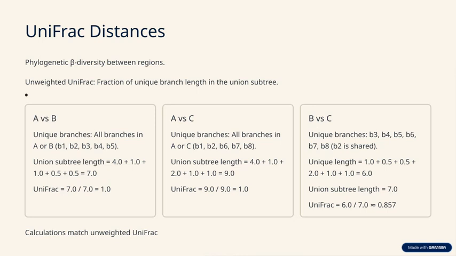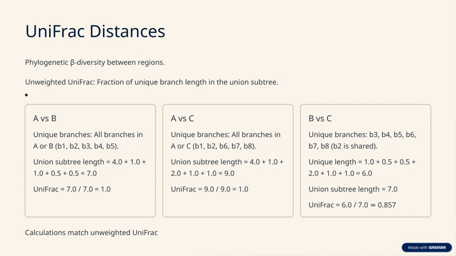Let's take a closer look at UniFrac distances, which measure the phylogenetic beta diversity between different regions. Here, we're focusing on the unweighted UniFrac, which considers the fraction of unique branch length in the union of the subtrees. Starting with the comparison between A and B, we see that the unique branches are all the branches in either A or B, specifically B1, B2, B3, B4, and B5. When we sum their lengths, the total unique branch length comes out to 7.